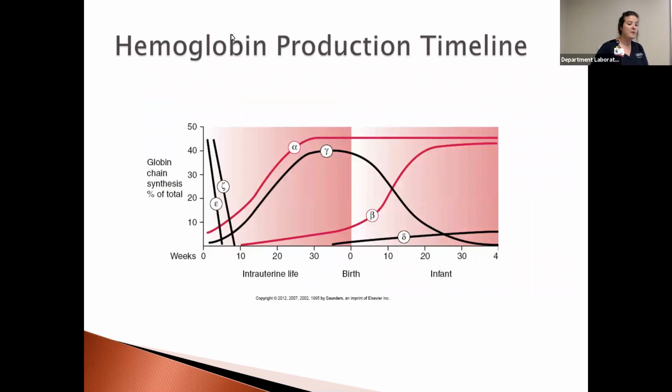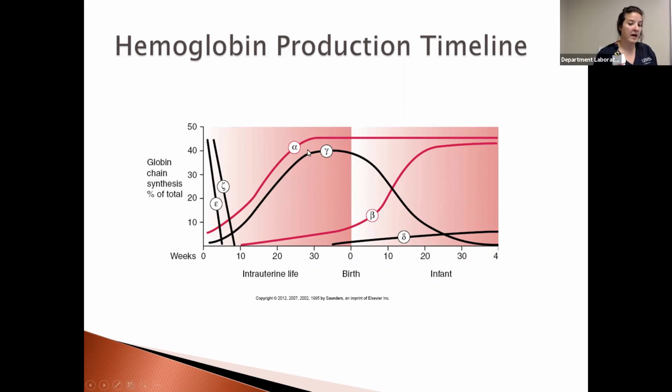Oh, sorry, let me back up. All right, so zeta and epsilon are your embryonic globin chains. They will form during the first like 10 weeks of gestation, they will form Gower1, all right? And then once zeta is no longer produced, alpha is going to take over. Once alpha takes over, it will be produced from here on out for the rest of the individual's life, okay?